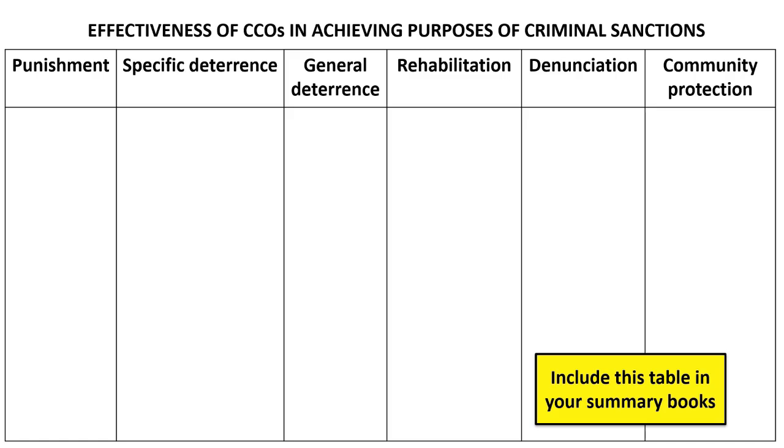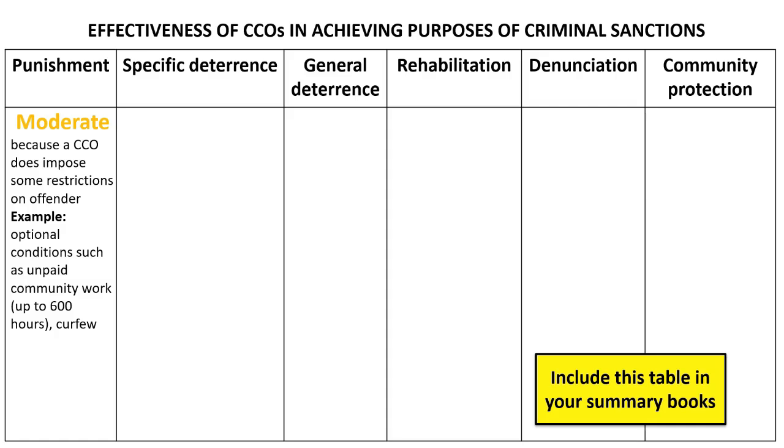Let's turn first of all to punishment. A community correction order is moderately effective at achieving the purpose of punishment. It punishes an offender by imposing restrictions on what the offender can do. For example, where an optional condition requires the offender to perform unpaid community work, the offender is restricted from doing things that they might like to do. Instead of watching the footy on a weekend, they must spend that time cleaning up graffiti.